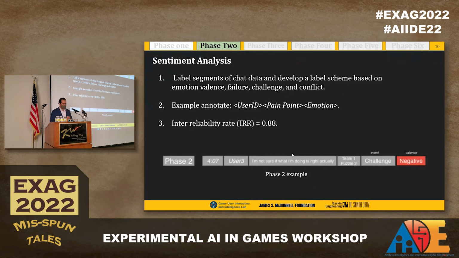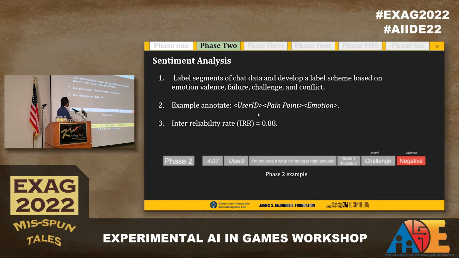And the second stage, of course, is sentiment analysis. It means that you need to go through the text you collected throughout the game, and develop a label scheme based on their emotion balance and the emotions that emerge after failure and challenges. Here's an example of how we label those data: user ID, the pain point, which is a challenge or failure in the game, and the emotion that emerges.